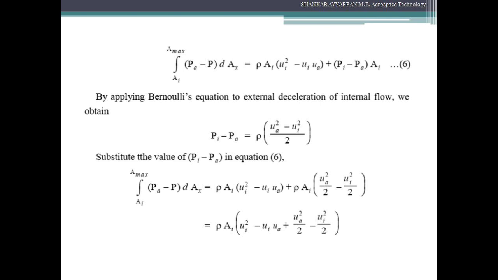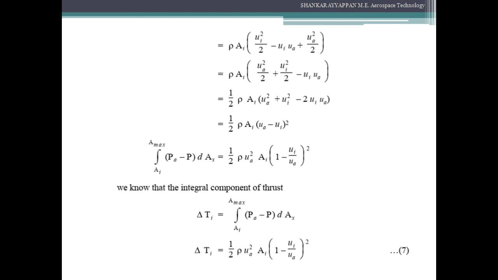Then apply Bernoulli's equation to the external deceleration of internal flow. We know that Bernoulli's equation states that the sum of pressure head plus kinetic head is constant. By applying it, we obtain Pi minus Pa equal to rho into UA squared minus UI squared, divided by 2. Substitute the value of Pi minus Pa in equation 6. Simplify the expression on the right hand side. Take rho into A as common and simplify the terms inside the bracket. Finally, we get the integral over AI to A max of PA minus P into dAx equal to half into rho into UA squared into AI into 1 minus UI by UA, the whole squared.